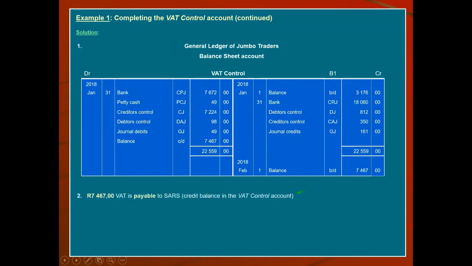And since it's a credit balance, we are in fact owing SARS. So the VAT is payable to SARS. And in terms of our financial statements, we will have to pay SARS within a short period of time, so it is part of our current liabilities. If it was a debit balance, SARS was owing us, and we would include it as part of our current assets.